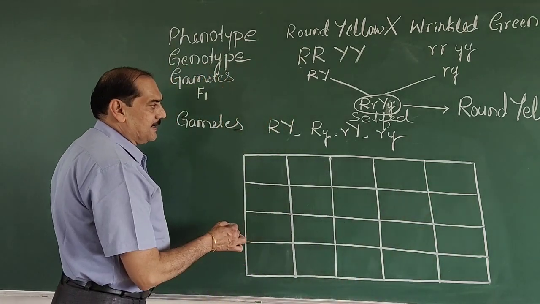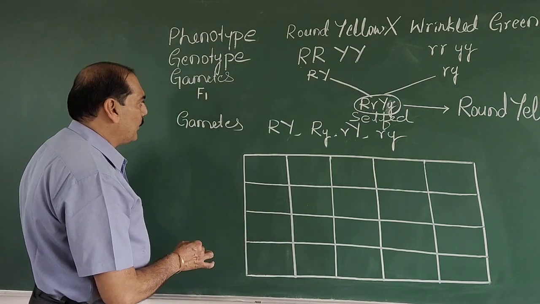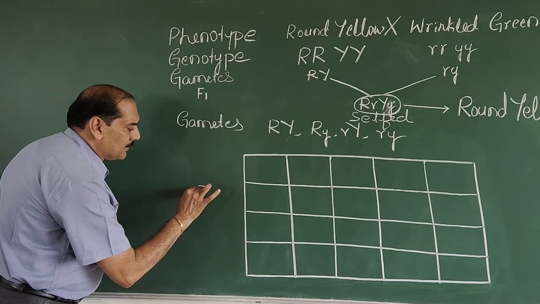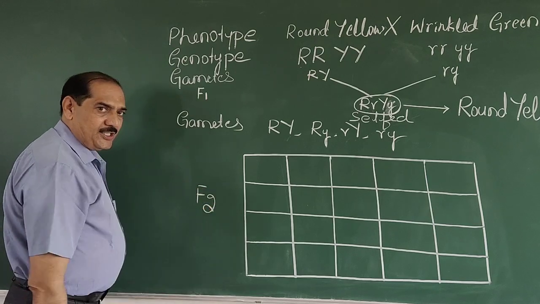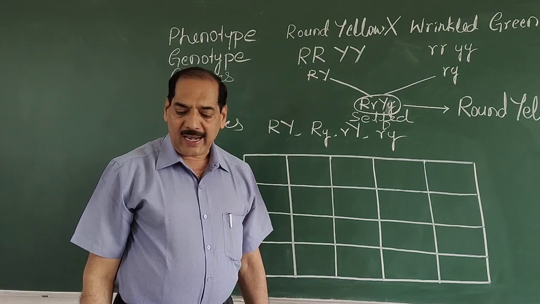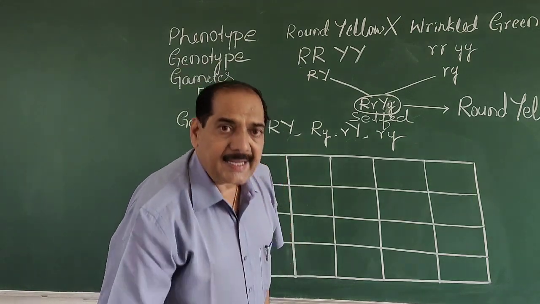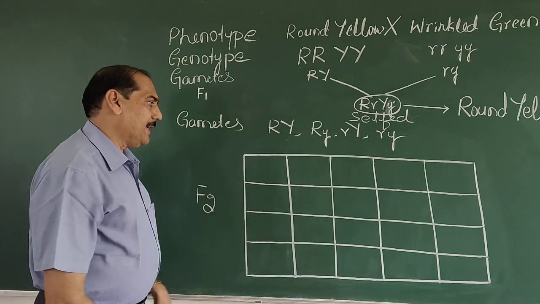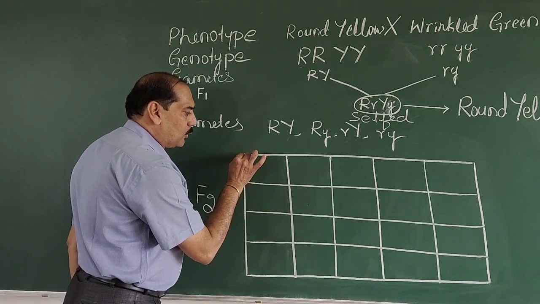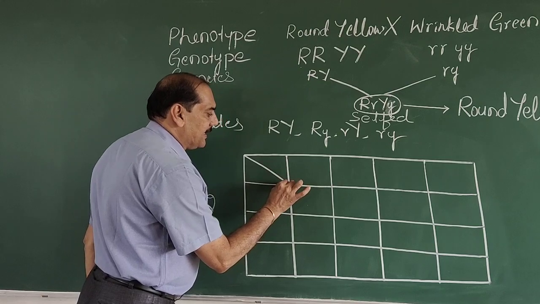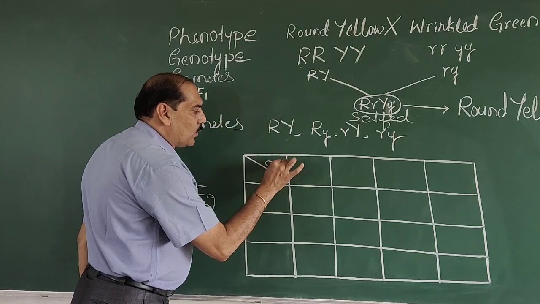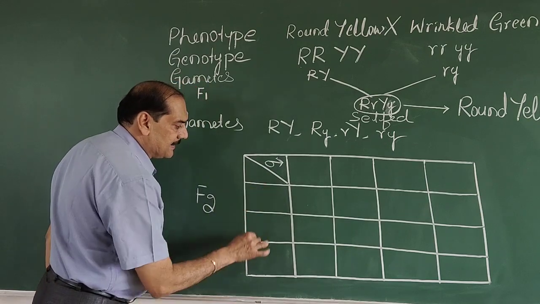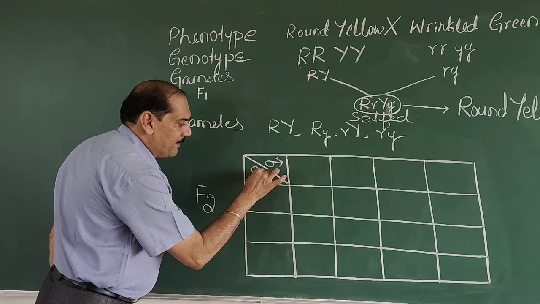So this is a checkerboard or Punnett square. The next generation that we call the F2 generation, or second filial generation, we may show in a checkerboard. So this is the checkerboard for a dihybrid cross. Here, on one side you take the male gametes, and on this side you take the female.